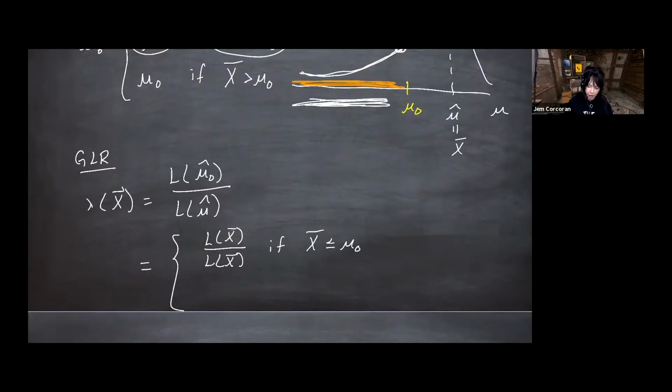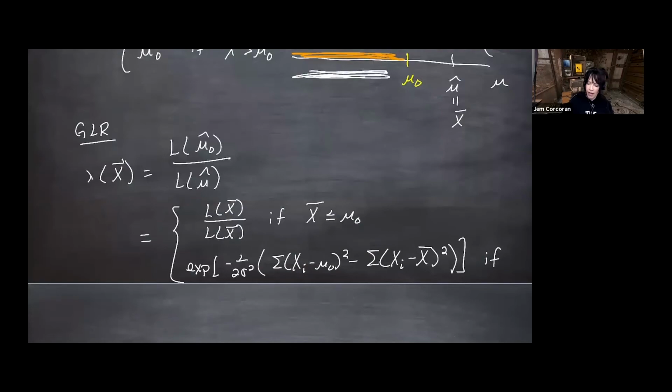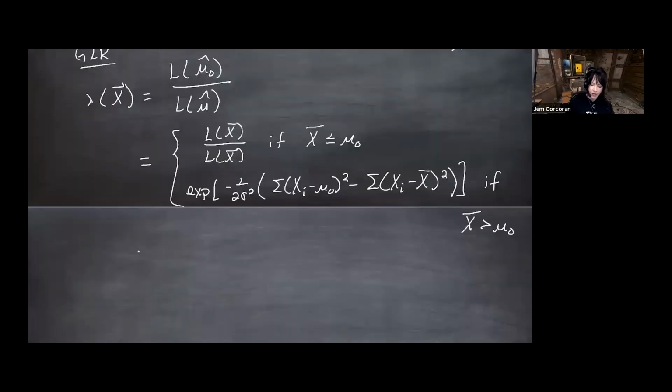And then I get whatever it is I get over here, e to the minus 1 over 2 sigma squared times the sum of xi minus mu zero squared minus the sum of xi minus x bar squared, if x bar is greater than mu naught. Now these things coincide at the equality, so it really doesn't matter where I put the equals in terms of less than or equal, greater than or equal. So yeah, 1 and that thing.